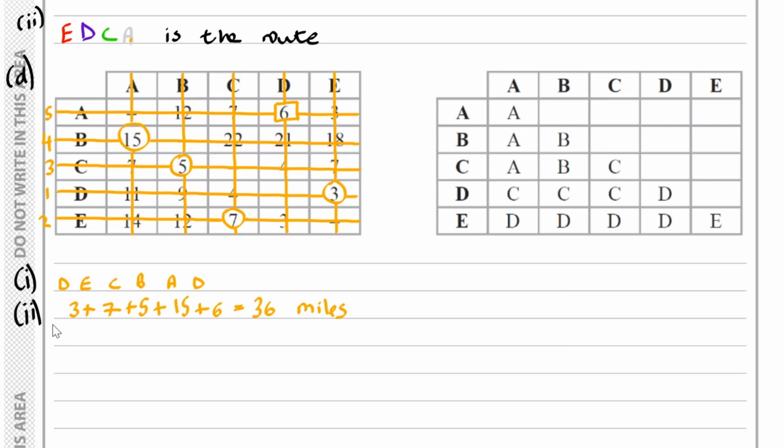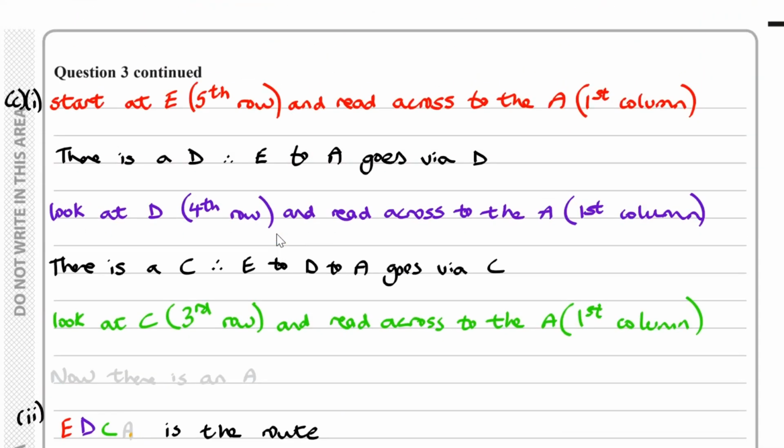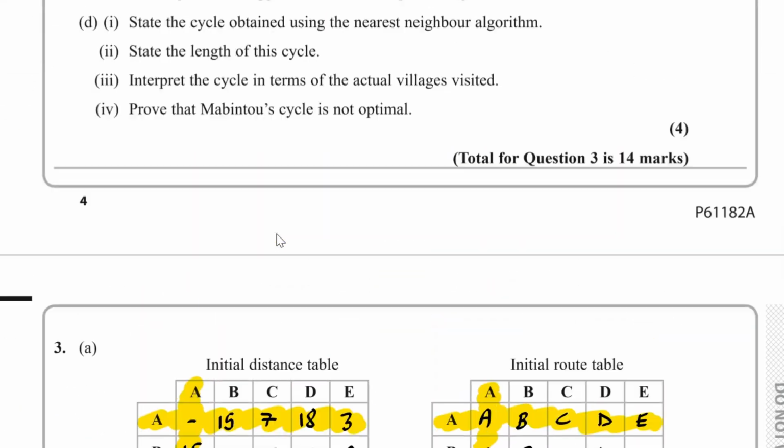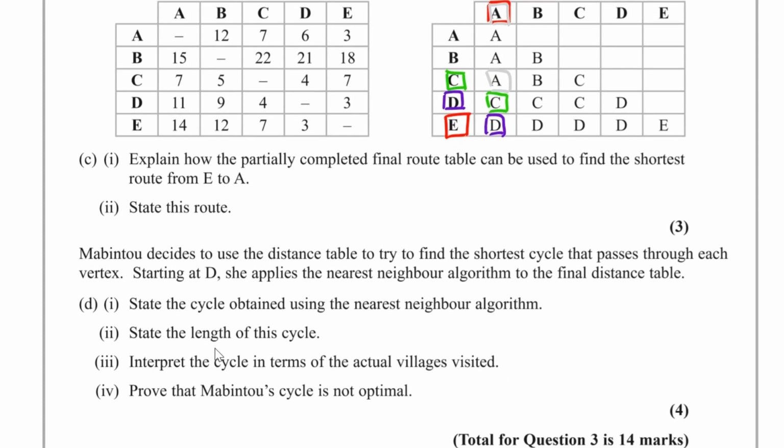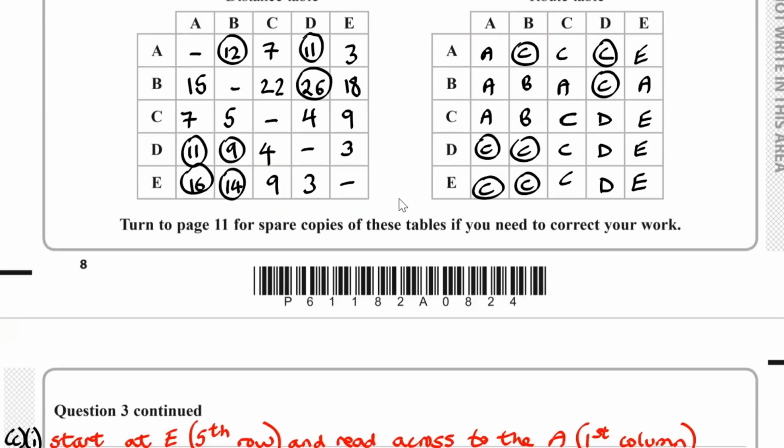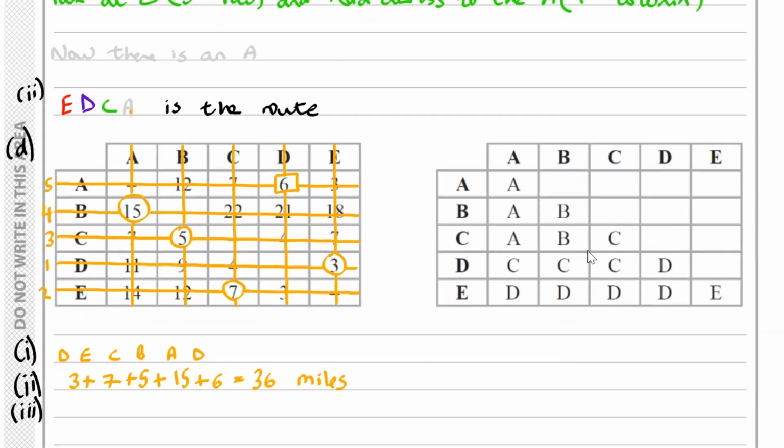that's done. Okay, so now for the third part, which could be more tricky, we have to interpret the cycle in terms of the actual villages visited. Okay, so for this third part of the question, we would have to make use of this table over here, the root table.